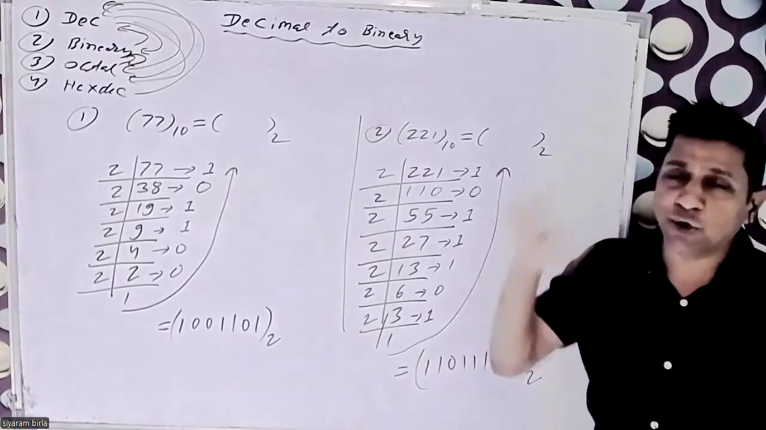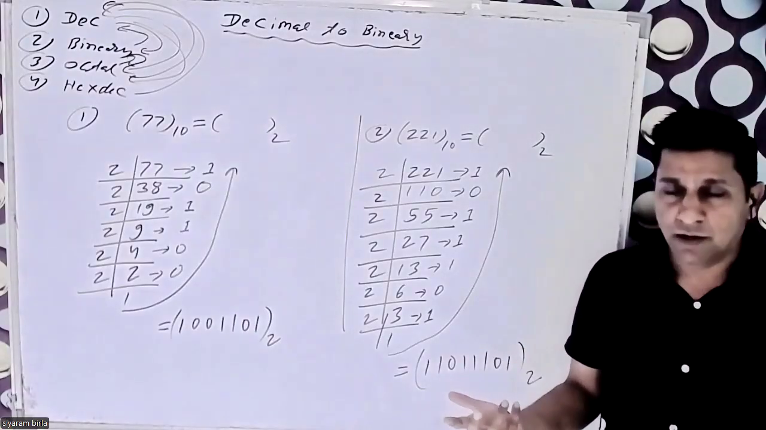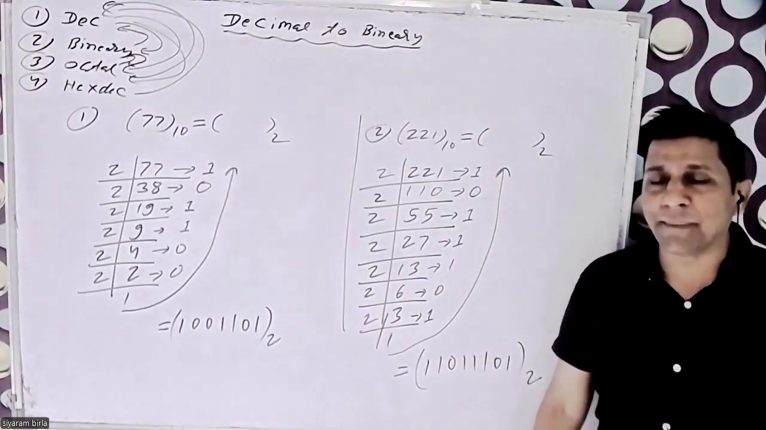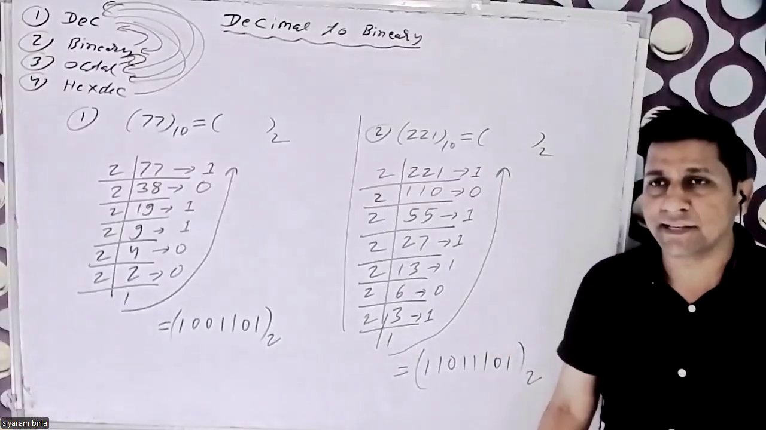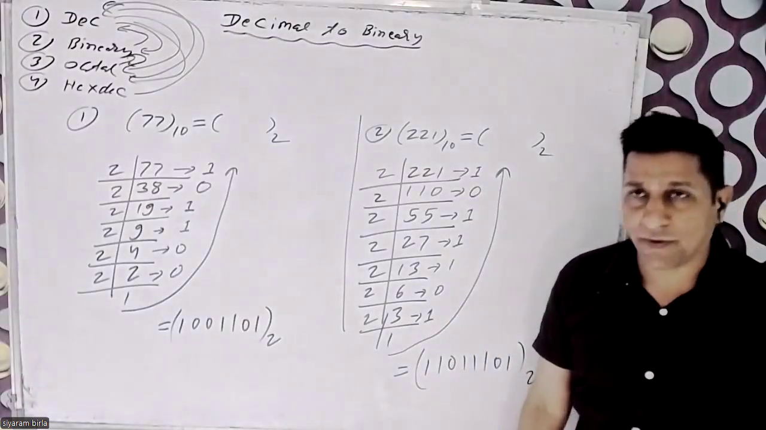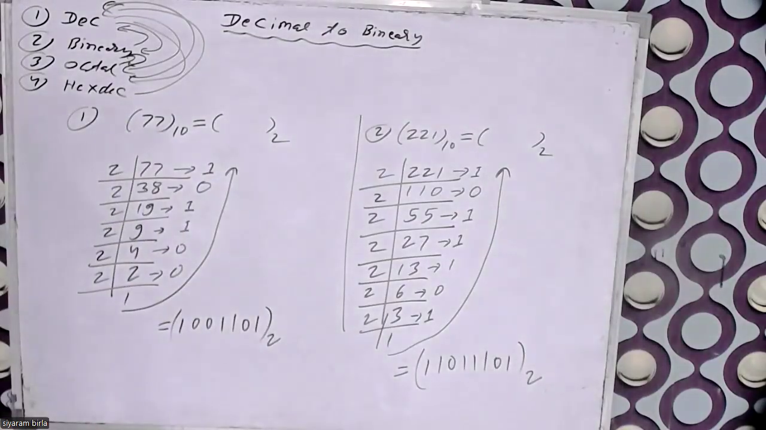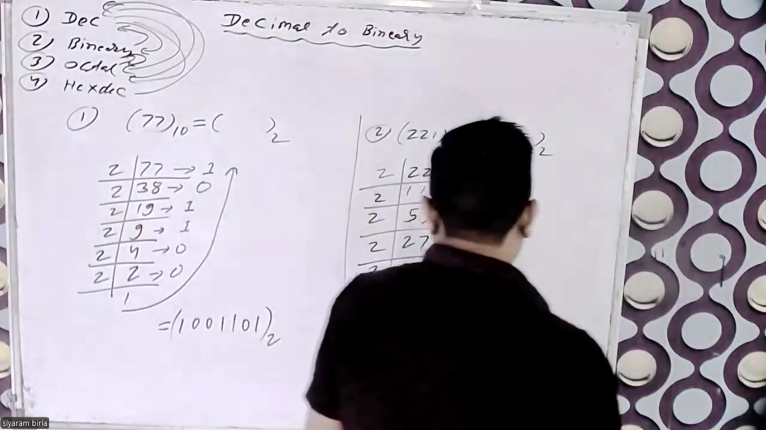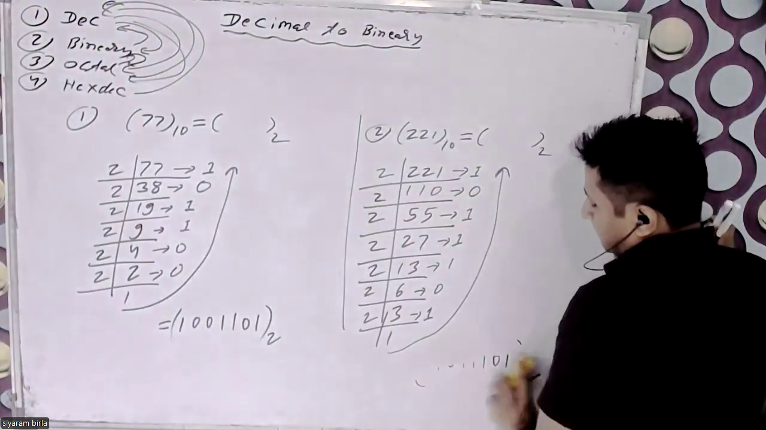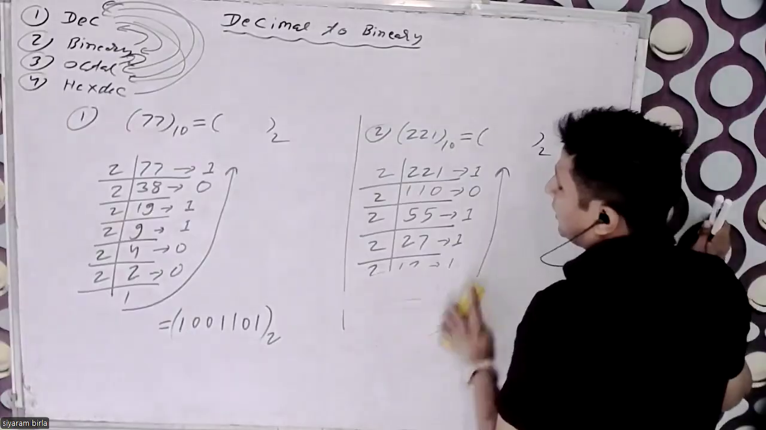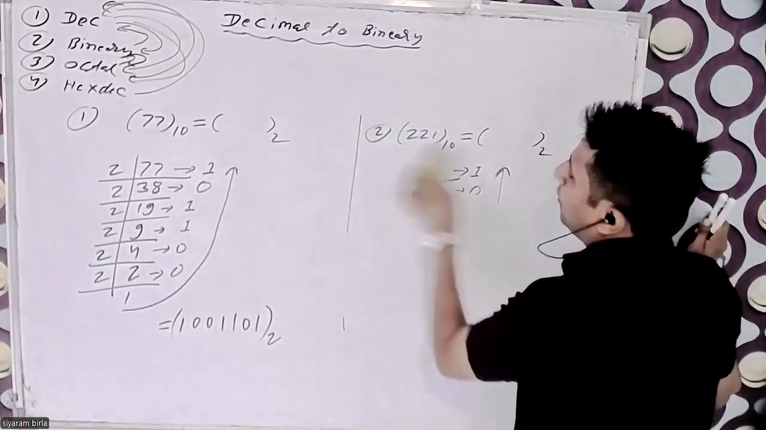Let me explain binary to decimal. It is very important when you go for subnetting and IP addressing. So that is a very important part. We need to understand that part. Without this, we cannot understand the binary properly. So that is converting from decimal to binary.